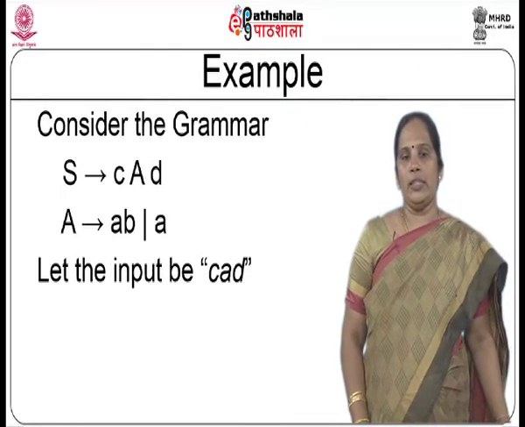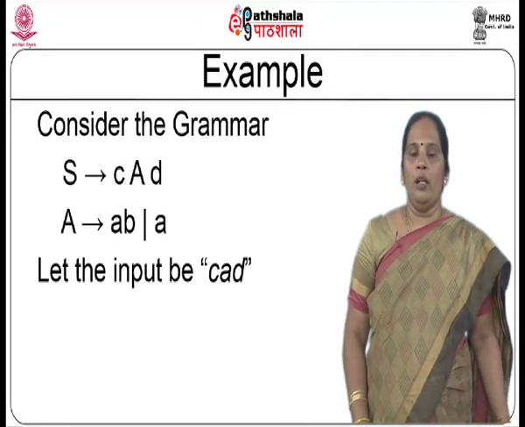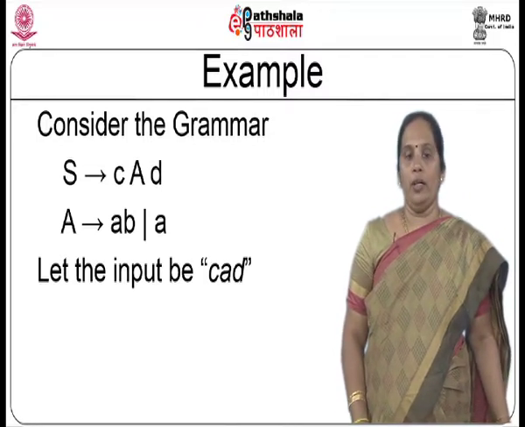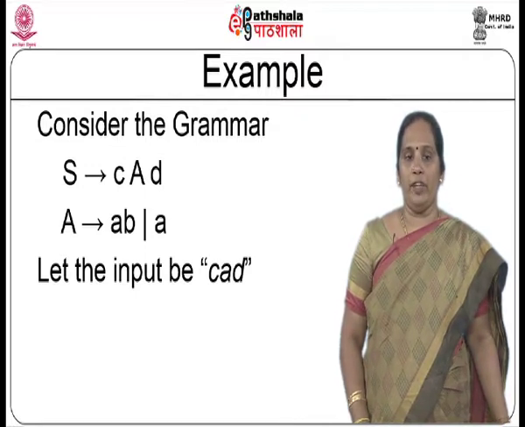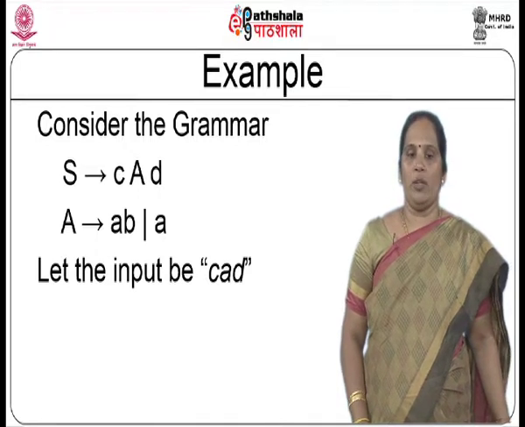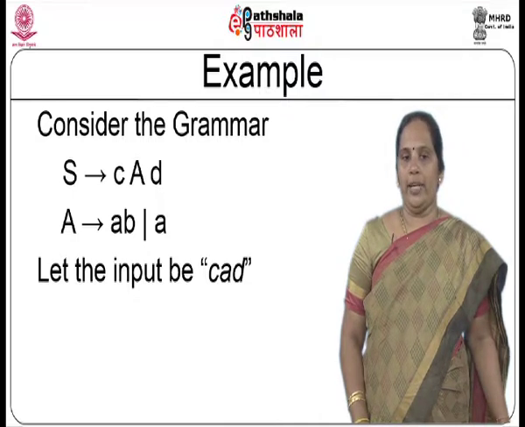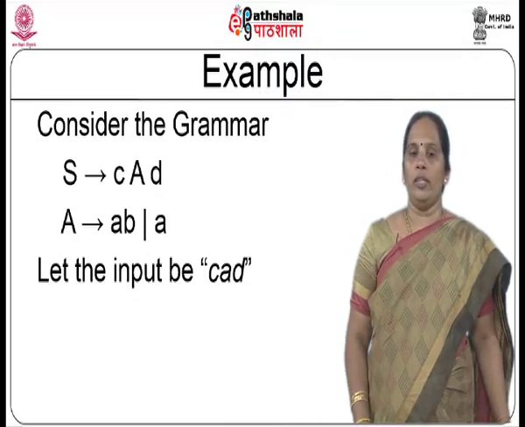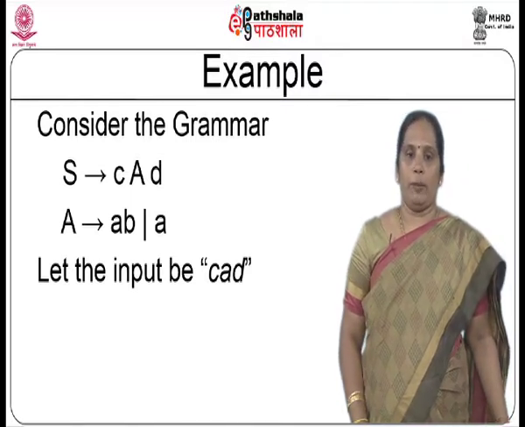S produces CAD, and A produces AB or A. Now, this is called a context free grammar, where it has got productions. Productions will basically have a left hand side and right hand side, and typically the symbol on the left hand side is called the non-terminal, and the symbols on the RHS, the right hand side, can be a combination of terminals and non-terminals. Terminals are the ones which are going to constitute your string.